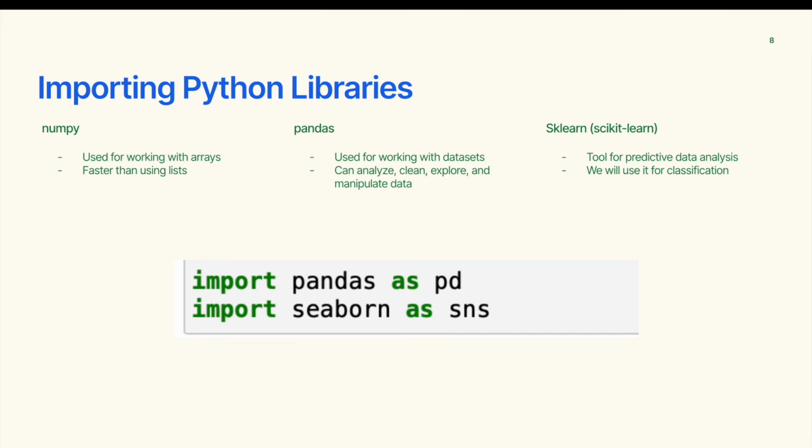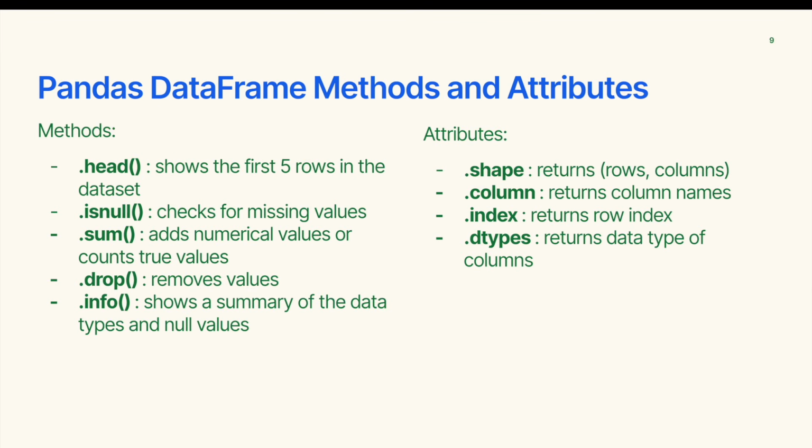Finally, we will use scikit-learn, which is a library for machine learning. It provides tools for predictive data analysis, and in this project, we will be using it for classification with logistic regression. We will also be using Seaborn, which is a visualization library that helps us create graphs and better understand our data. So here are some common pandas methods and attributes you've probably seen before, but I've added them here as a quick refresher in case you're unsure about what they do when we use them later on. You can always come back to this and look at it.